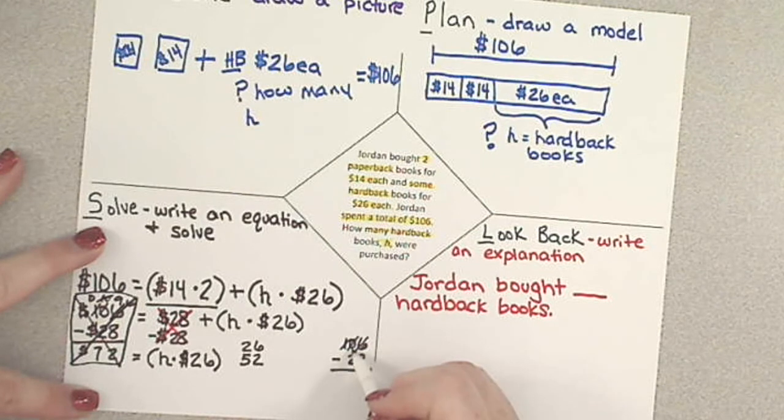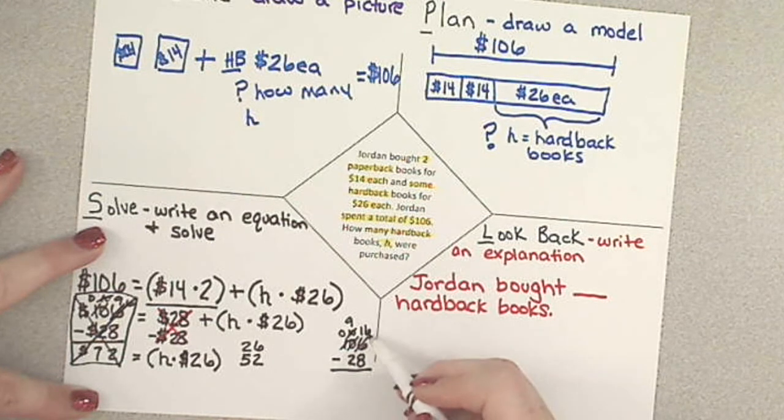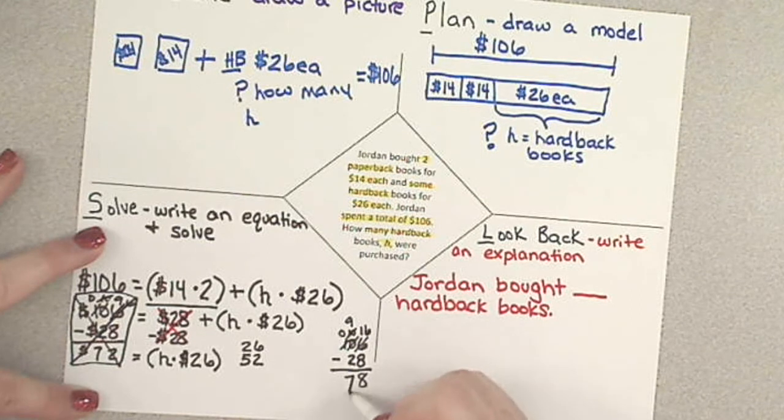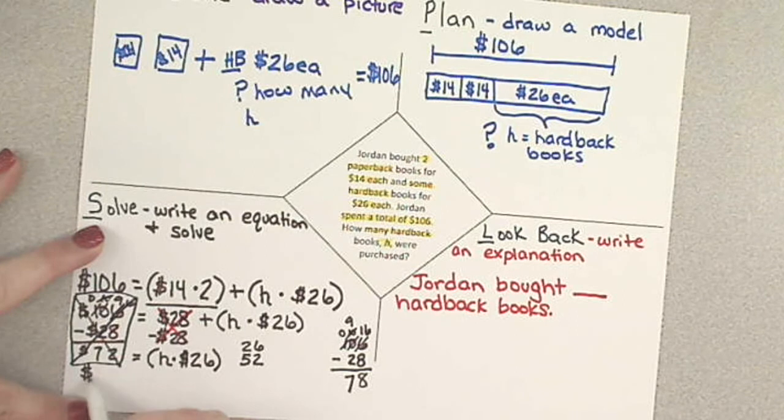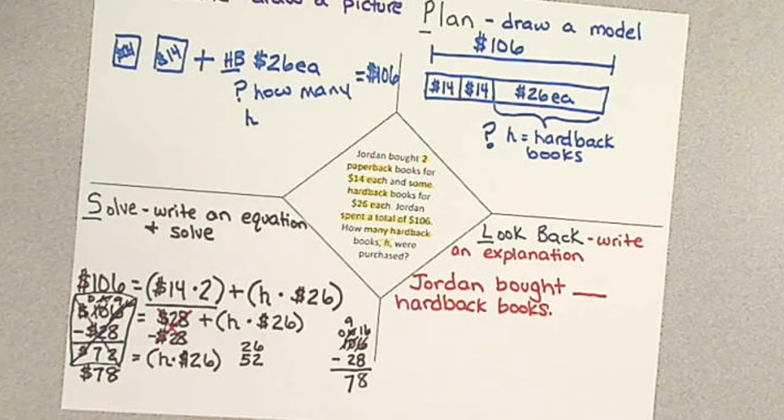So I cannot borrow from the tens place, so I have to go to the hundreds place. That's going to turn my hundreds place into a 0 and my tens place into 10. Now I can regroup, and my tens place turns to 9, my ones place turns to 16. 16 minus 8 is actually 8. 9 minus 2 is 7. So technically, this needed to say that 78 equals the number of hardback books times 26.